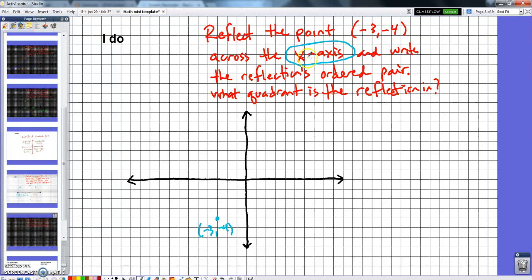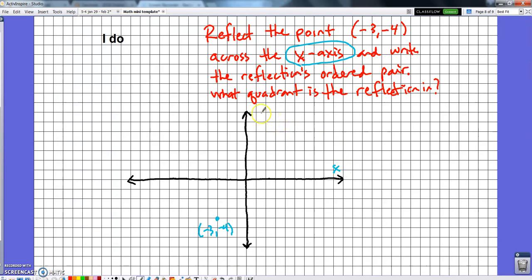And I'm going to reflect it across the x-axis. So I've got to go to the x-axis. So that's up. So it's 4 up to the x-axis. 1, 2, 3, 4. And then I've got to go 4 more. 1, 2, 3, 4. So it's going to be right there. And again, it should be the same distance from the x-axis as my original point. Kind of make sure that it is. Looks good to me.